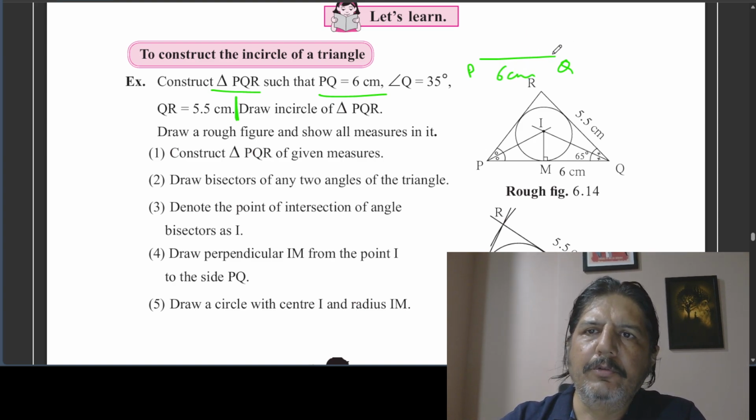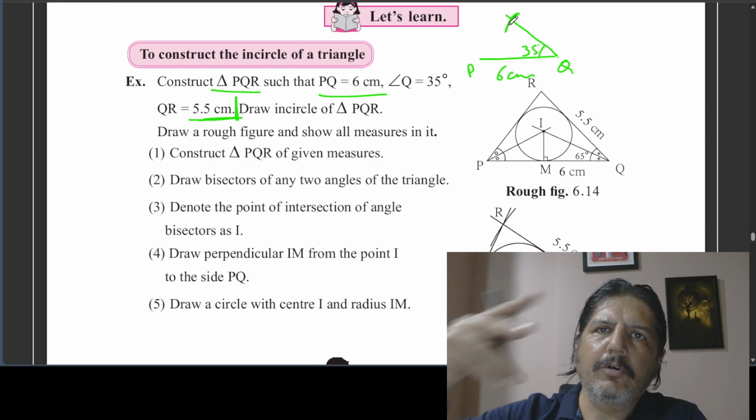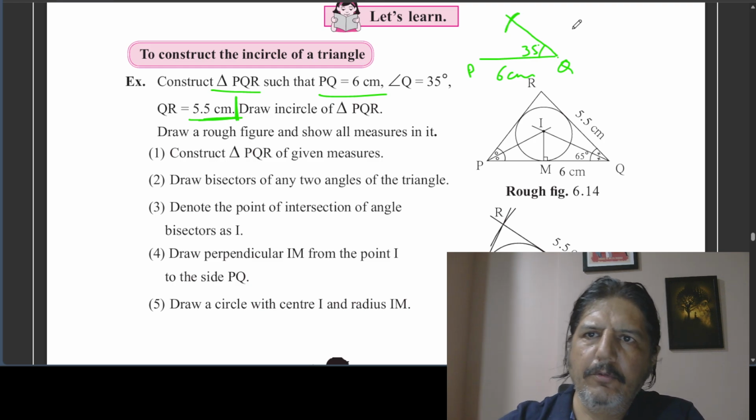Angle Q is equal to 35 degrees. So you will be using your protractor and you will be drawing 35 degrees. No issues here. Then QR is 5.5 centimeters. So what you have to do is make an arc using the compass. With Q as center, you'll have to mark an arc which will be 5.5 centimeters. So this is P, this is Q. So we have this point as R.